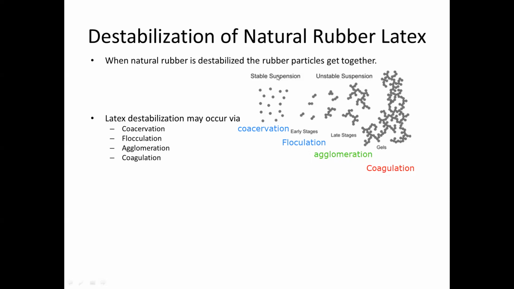Okay, when you have a stable suspension, sorry, conservation is coming here. Flocculation is somewhere here. Agglomeration is somewhere here. Coagulation is somewhat here.